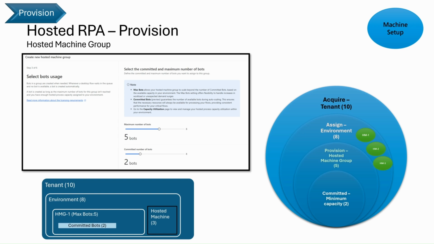And that becomes the maximum number of bots that have been assigned to this, out of which you can set up the committed number of bots to be 2, where it ensures that there are at least 2 bots, or 2 virtual machines, that are always available to run the automations in this particular hosted machine group.